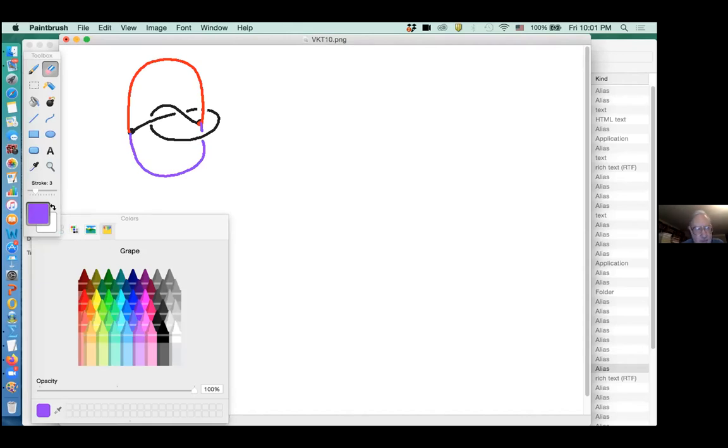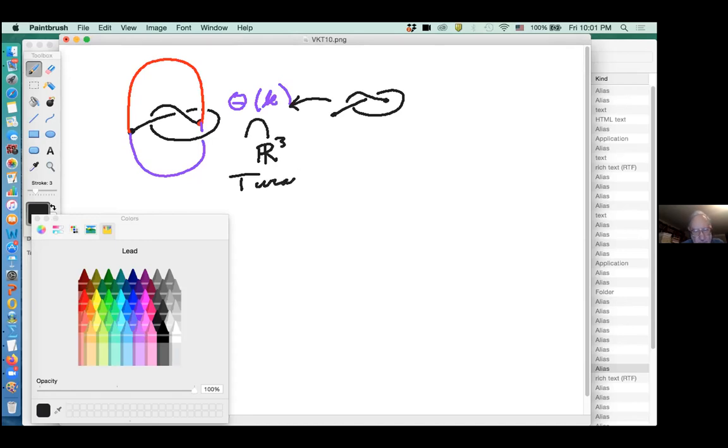So we could call this theta of K, where K is this knotoid. A knotoid is a planar diagram, and you take it to theta of K, which is a graph embedded in R3. And Turaev observes that theta of K classifies K.